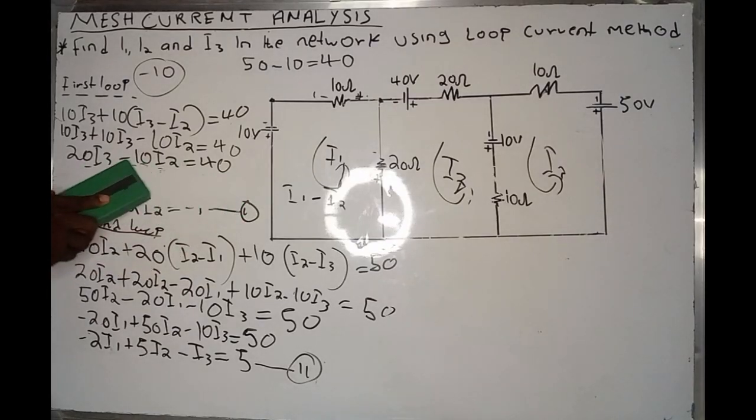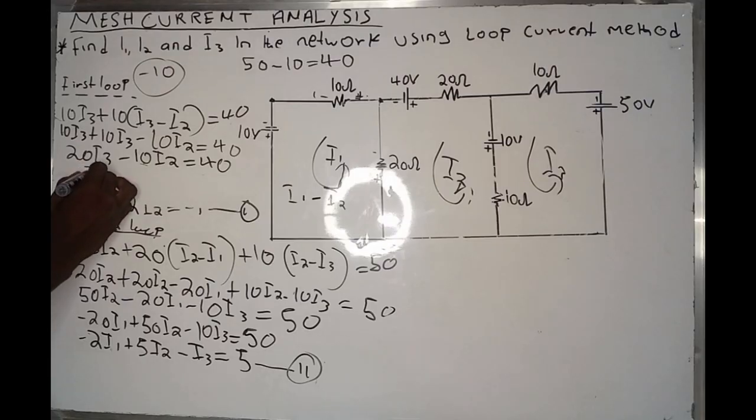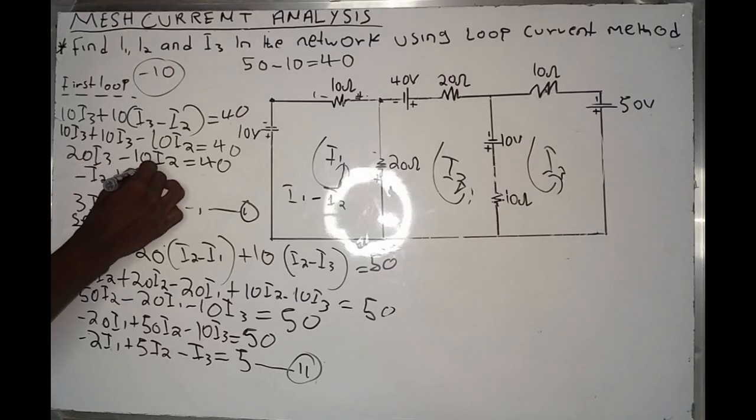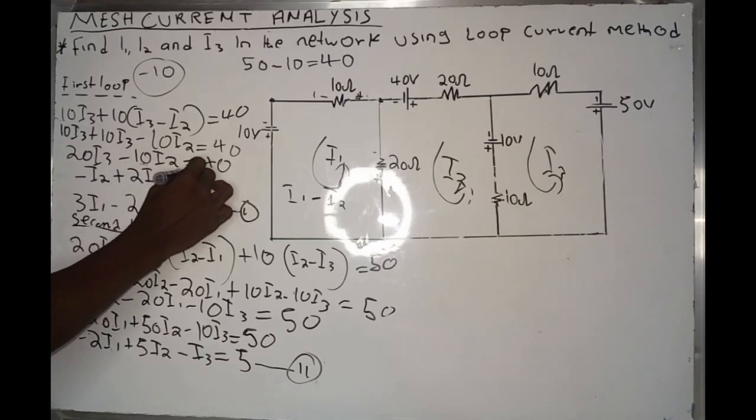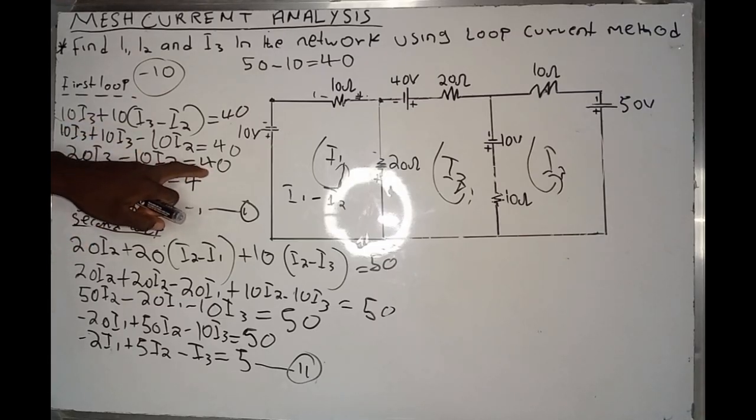Let's make it easy and just put the final equation. So therefore we have minus I2 plus 2 I3, which is equal to 4. Because if you divide 20 by 10, we'll have 2, and if you divide 10 by 10, we're having 1, so therefore we're having I2. And also 40, if you divide it by 10, we'll end up having 4.